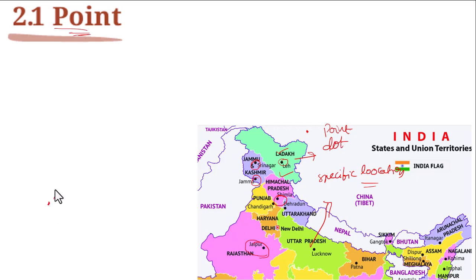I can name it with an alphabet letter. There are 26 letters, no? Any of those 26 letters I can use to name the point, but capital letters only. Is there any length? Can you measure it with a scale? No. It has no length, no breadth, no height. So this is about the point.